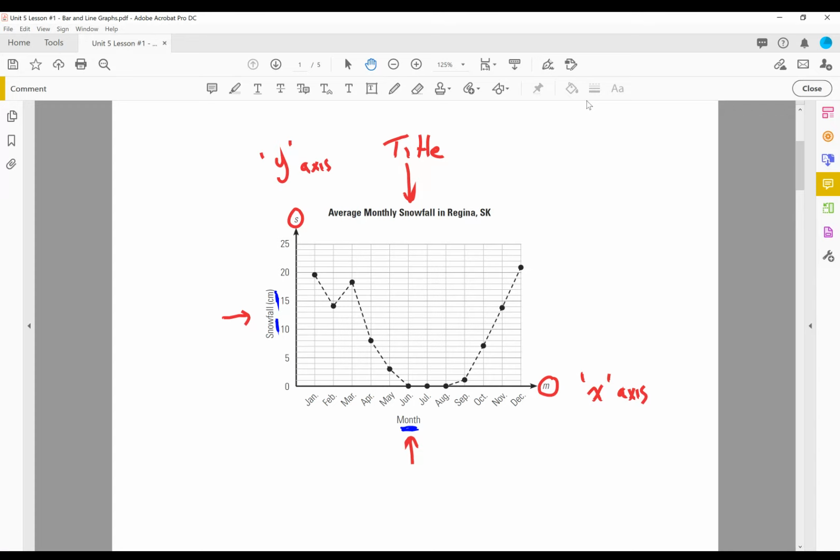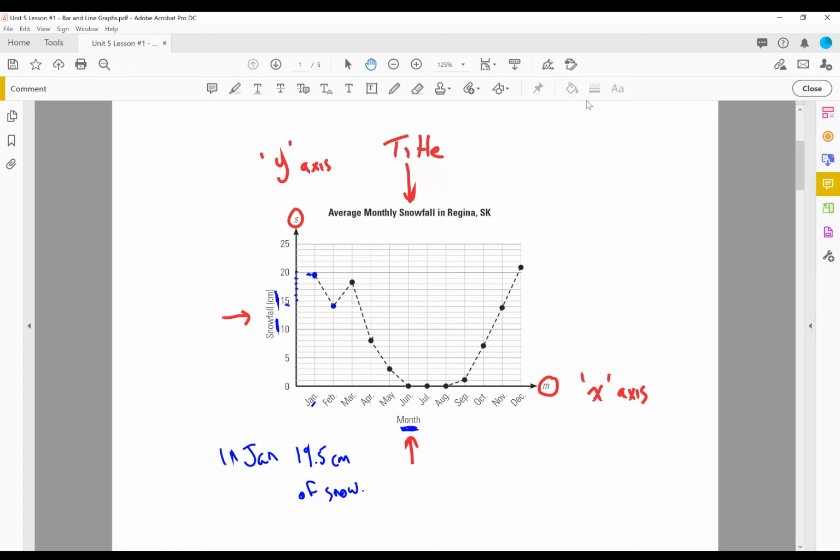So we've got all that information labeled, and then you can see we've got our points plotted as we go along. So like the first point is in January, there was between 15 and 20 centimeters of snowfall. This point right here, where would that be? Well, if this line is 15, then this would be 16, 17, 18, 19, 20. And so the point here is at 19 and a half. So I would say something like in January, there was 19.5 centimeters of snow. Okay, and so that's how you read the graph.